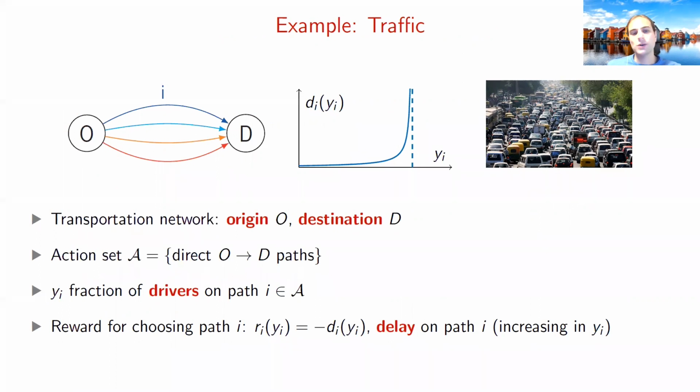So imagine that we have a transportation network with an origin and a destination, and the players are drivers that have to go from the origin to the destination. These drivers can choose between a finite set of paths. And the population state is nothing but the empirical frequency of drivers on each one of the paths. So it makes sense to assume that the reward for choosing a specific path is equal to minus the delay on that path. And the delay on the path typically depends on how many drivers are on that path. So in this case, it even depends only on the ith component of the population state, but in a more general scenario, imagine that you have maybe intersections between different paths, it may depend on the entire population state. But in any case, it fits this framework of population games.